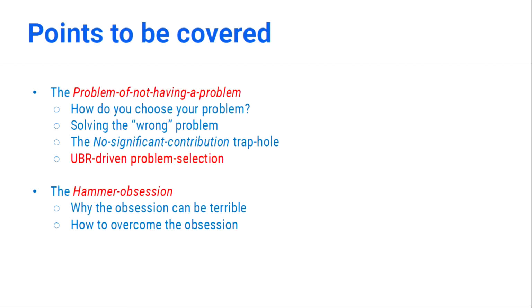We will also talk a little bit about the "no significant contribution" problem. How many of you have faced this in your reviews? You get these reviews, your paper gets rejected, and many times you get this comment: no significant contribution. Why does that happen? How does that happen? We'll talk about that. And then there is something that I have coined, UBR-driven problem selection. UBR means user behavior research-driven problem selection, and why that's a very good way of doing things. After that, I will talk a little bit about the hammer obsession, which is kind of funny and interesting also.